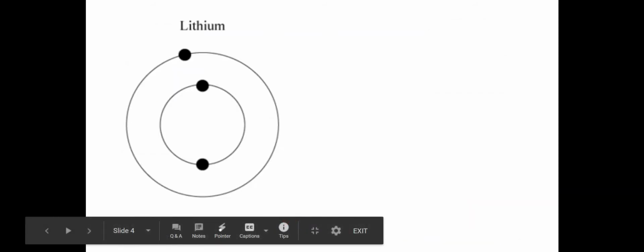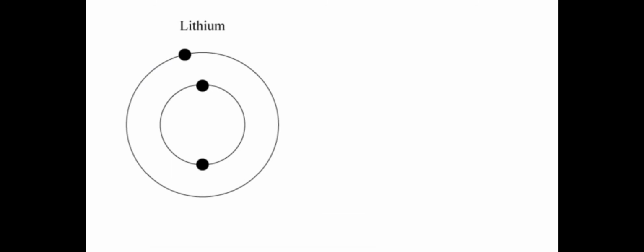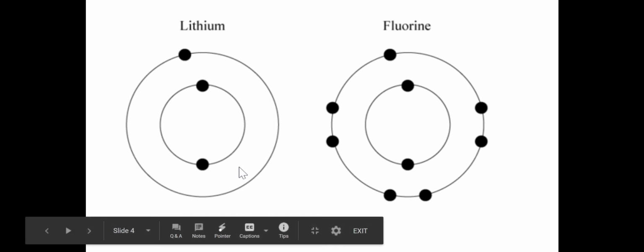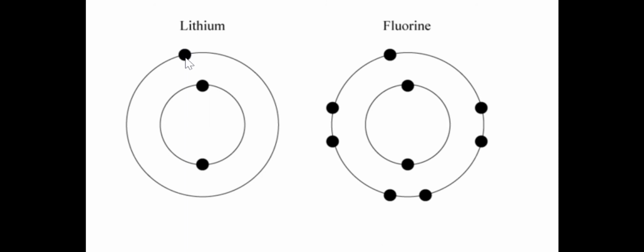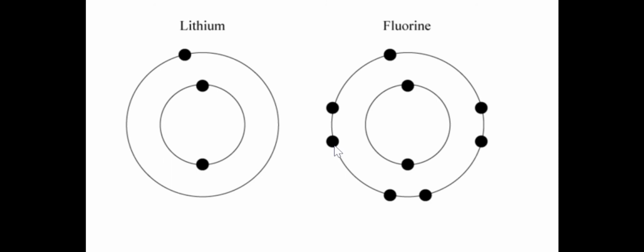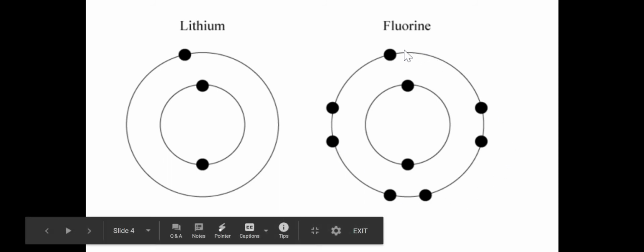So we are going to practice. Lithium has 3. The first 2 go to the first energy level, and then the next one goes to the second energy level. Fluorine has 9. So again, the first 2 go to the first energy level, and the rest of them, 7 of them, go to the second energy level.